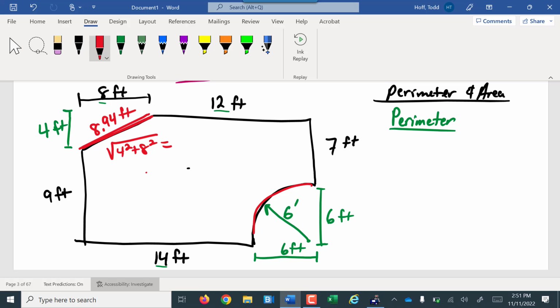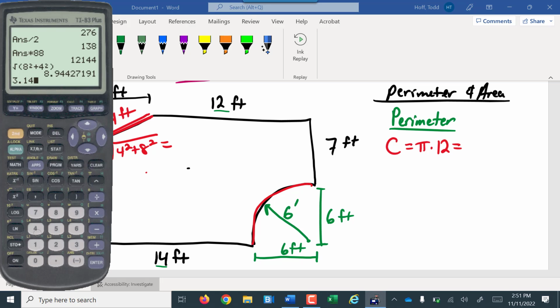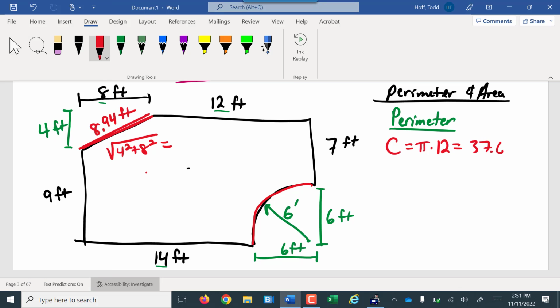Then we need this length here. How do we find that length? Well, we're going to find the circumference of the whole circle, which will be pi times, not 6, but 12. So 3.14 times 12 gives us 37.68 feet. And then what do we do with that? We find the arc length by doing 37.68 times 90 over 360.